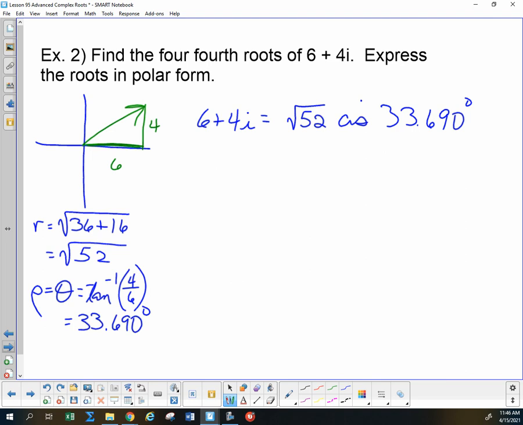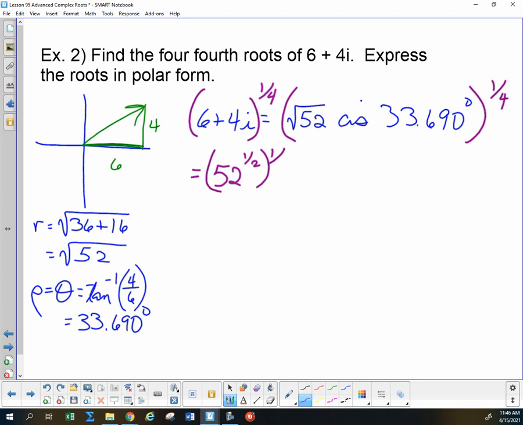I have to use DeMoivre's to get the first one. I haven't gotten the first one yet. So before I can start worrying about adding my 90 degrees, I need the fourth root of this thing. So what I am going to need is the square root of 52, which I'm writing as 52 to the 1/2. That's square root to the 1/4, times the cis of 1/4 times 33.690 degrees.